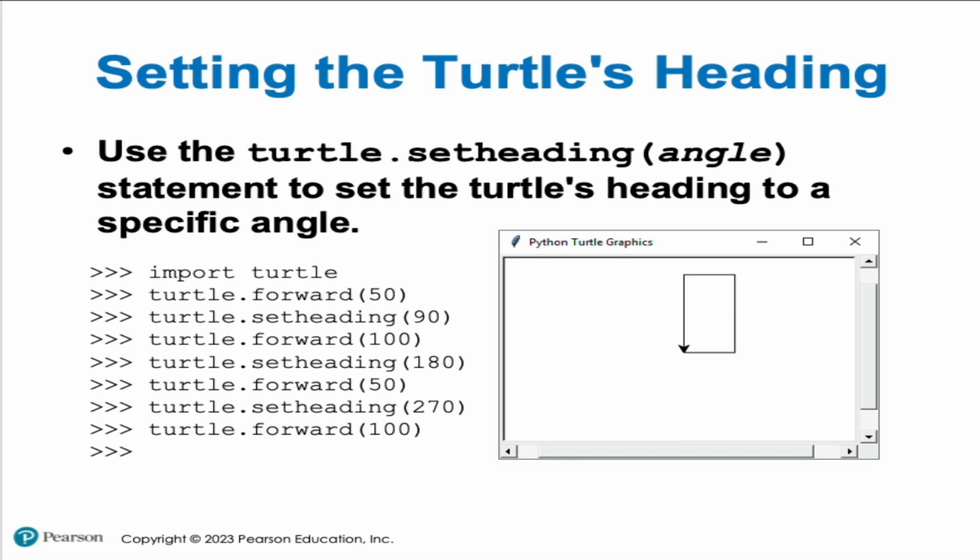You can specify an absolute heading. Instead of saying left or right a certain number of angles, we can give it an actual angle. So in this case, we import turtle, we go forward 50, we then set our heading to 90 degrees, which is up, we go up 100 pixels. We then change our heading to 180 degrees, which is left, go forward 50, and then we set our heading to 270 degrees, which is down, and then go forward 100. So that basically draws a 50 by 100 rectangle on the screen.